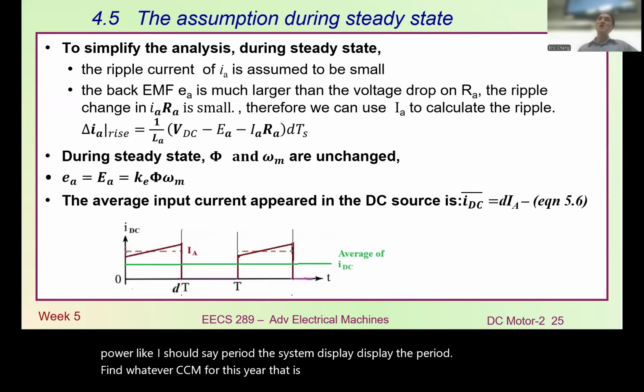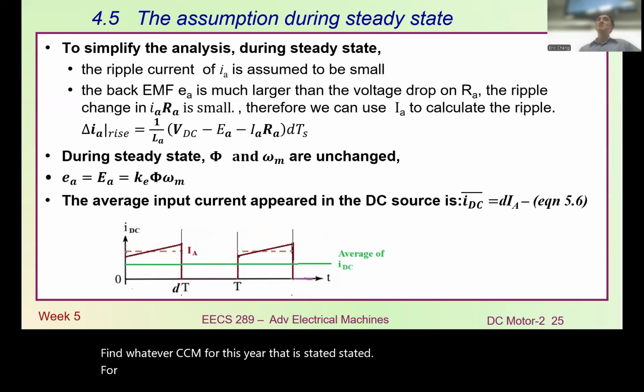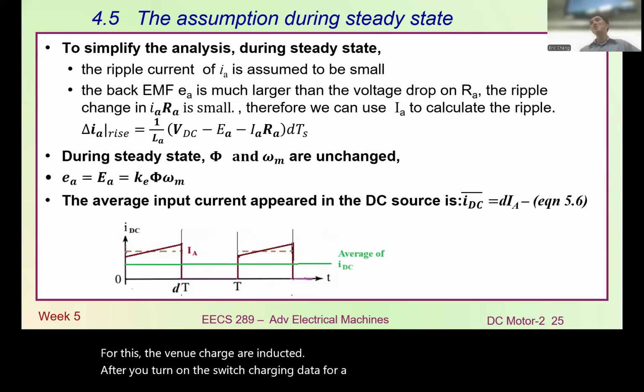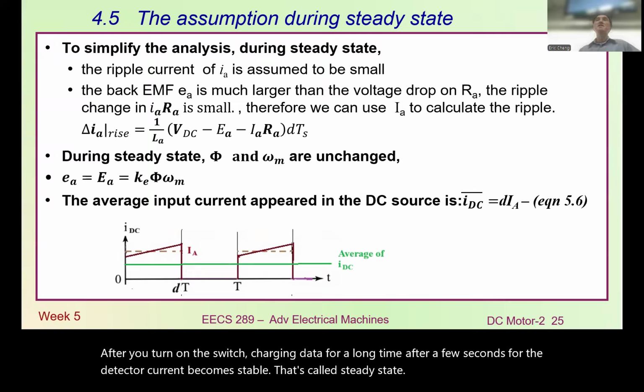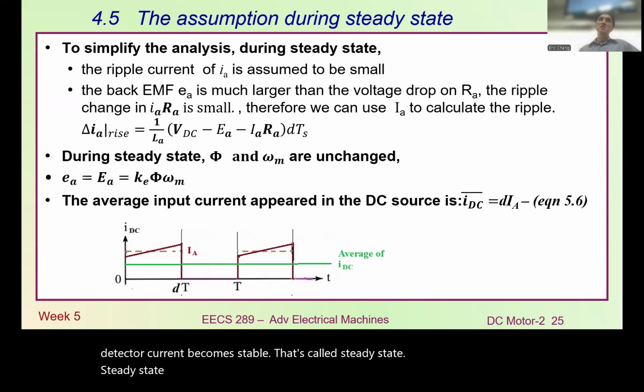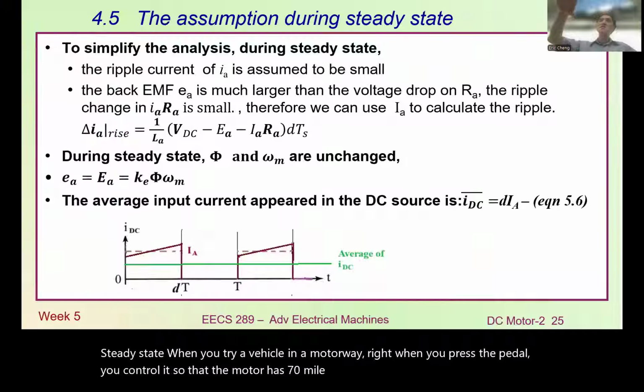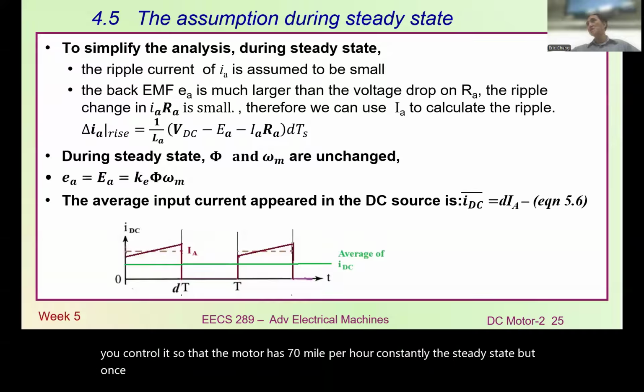For instance, when you charge an inductor, after you turn on the switch and charge the inductor for a long time, after a few seconds the inductor current becomes stable. That's called steady state. When you drive a vehicle on a motorway, you press the pedal and control it so that the motor is at 70 miles per hour constantly. That's steady state. But once you overtake other vehicles or brake, it's not steady state, it's transient state.